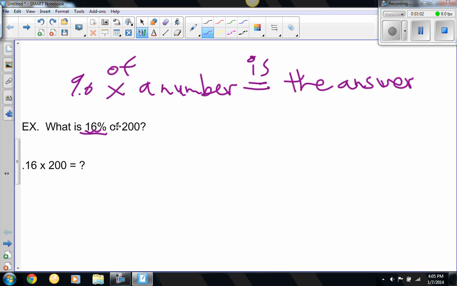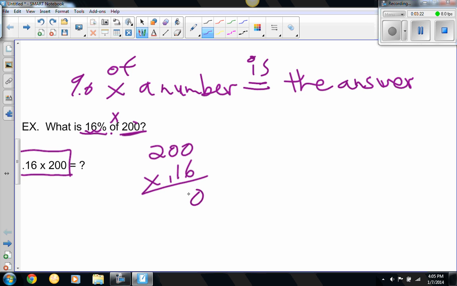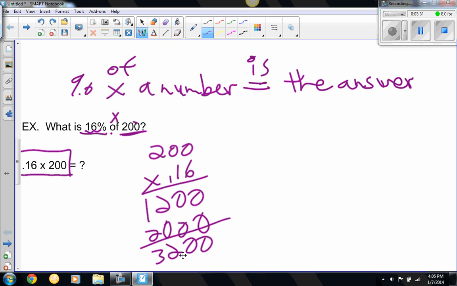Of will always mean times. It tells me of what? 200. So 16% of 200 is what? The answer is missing, so it tells you exactly what to do. Look at what this says: 0.16 times 200. That's all I have to do, and I'll get my answer. Then remember your two decimals. So your answer is 32.